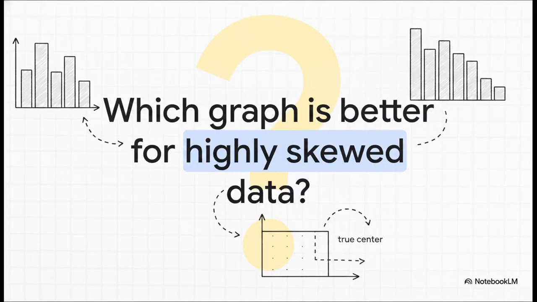Time for our second pause check. We just saw that the video game data was heavily bunched up on the right and severely skewed. So when dealing with highly lopsided, skewed data like this, which graphical lens gives us a better, more reliable measure of the true center and spread? Go ahead, pause the explainer, think about it, and resume when you're ready.